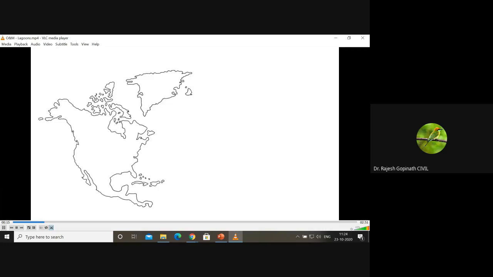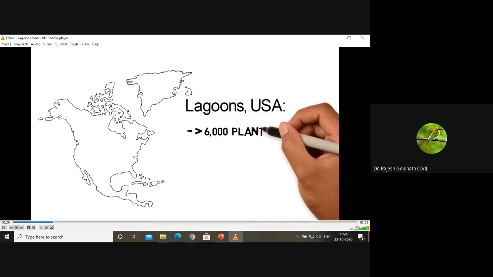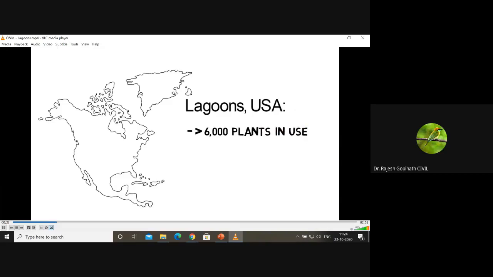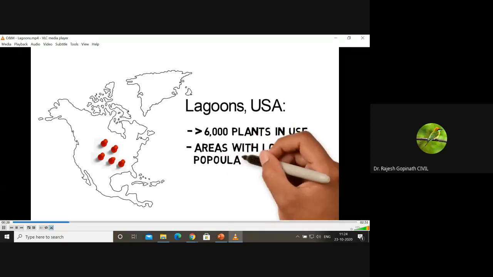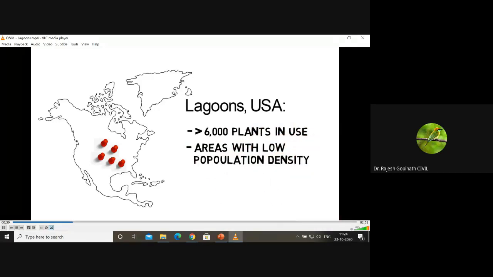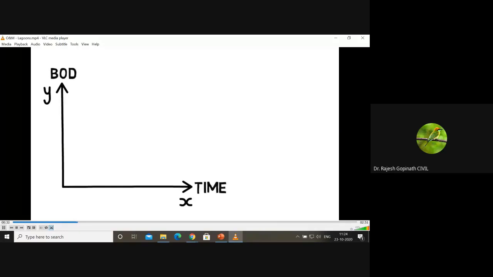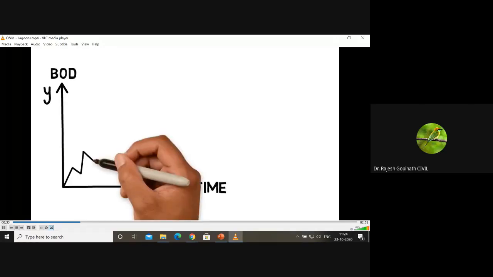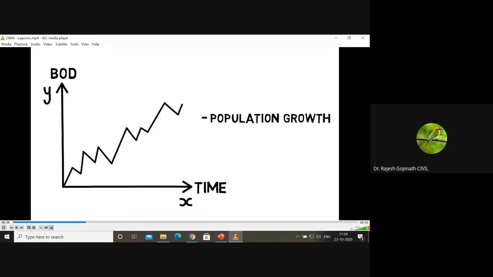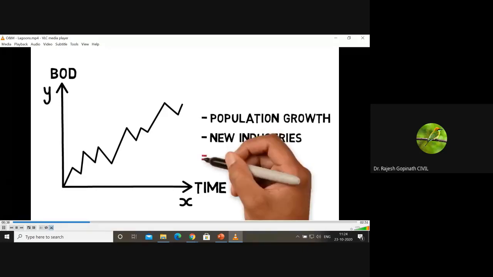Wastewater treatment lagoons are widespread in the US with more than 6,000 plants in use. Especially in areas with a low population density, lagoons are proven to be a good solution as they require only little construction and operation cost. However, changing influent values due to population growth, new industries or other effects can cause an overloading of the lagoon.